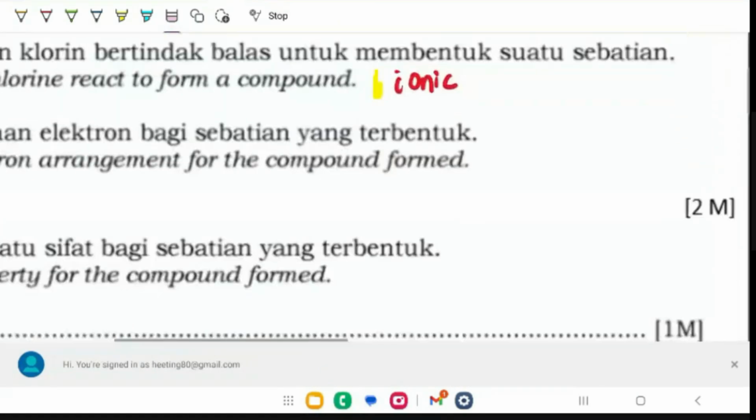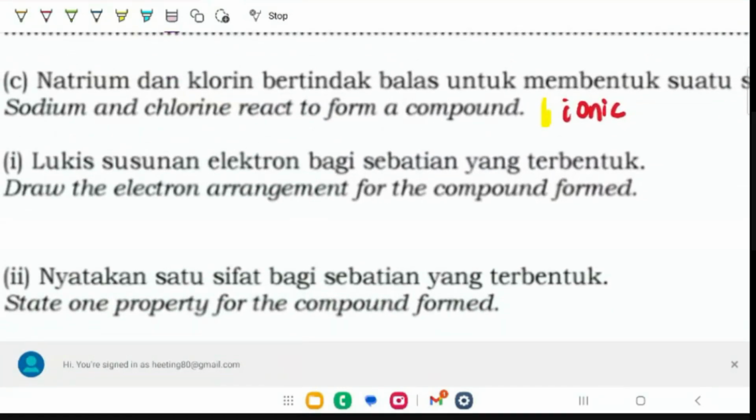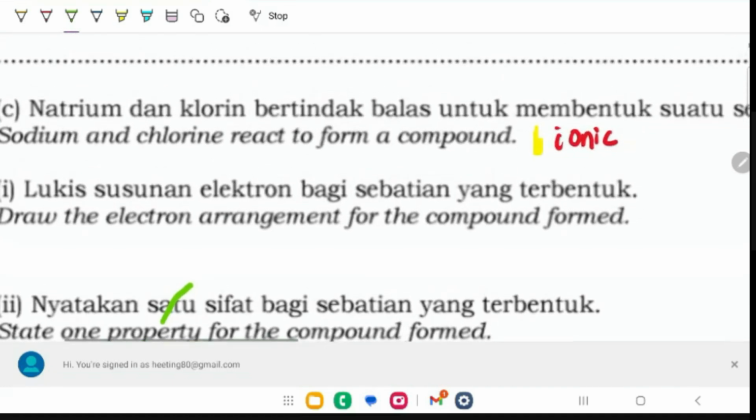Now next. One property of the compound. So here, ionic. One property here refers to what? Physical property. Okay, physical property.